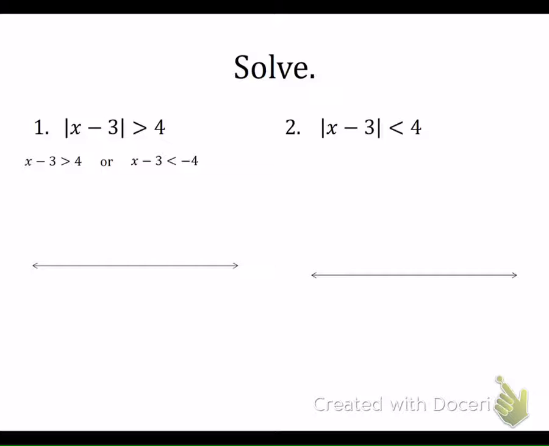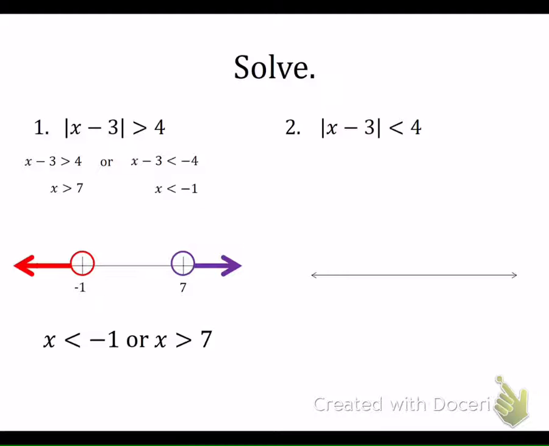How do I solve these? Add 3. Good. So the first one I add 3, I get x is greater than 7. Keep my or. When I add 3 on the next one, I get x is less than negative 1. Here's my graph. And there's my answer.